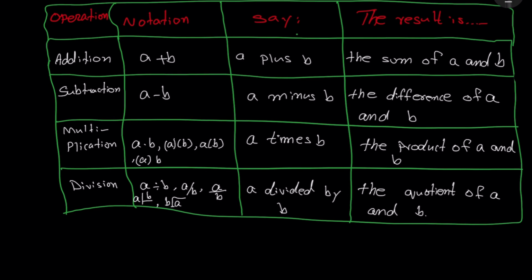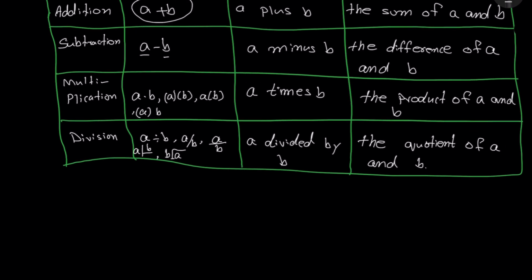Here is the table of these operations: addition, subtraction, multiplication, and division. The notation for addition is A plus sign B, and we say A plus B, and the outcome is the sum of A and B. Subtraction is A minus B, and we say A minus B, which means the difference between A and B.